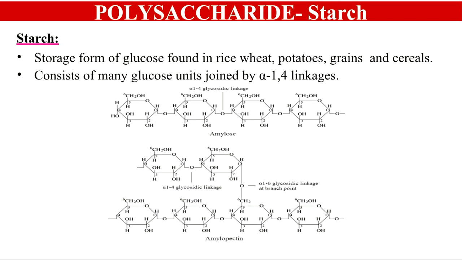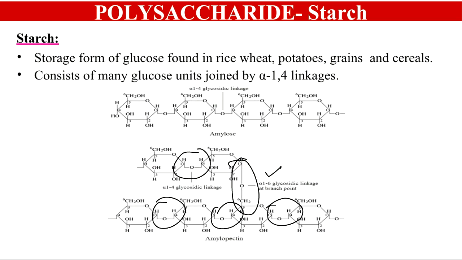So you can see that at the branch point there is alpha-1,6 linkage, whereas in between the linear chain, alpha-1,4 linkage is there. If someone asks what the different kinds of linkages present inside starch are, you will say that amylose, which is a linear chain, consists of only alpha-1,4 glycosidic linkages. Whereas in amylopectin, in the linear structure the glucose molecules are bonded with alpha-1,4 glycosidic linkages, whereas at the branch point, alpha-1,6 linkage exists.